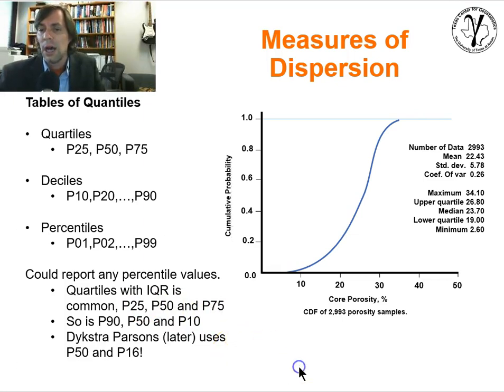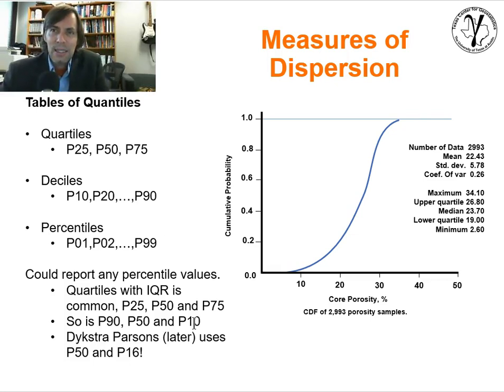A lot of times you'll see P90, P50, P10. That's not exactly a quantile, but in industry, the P10 and the P90 are widely accepted to be the end members of the low and the high case, and the P50 is often used as the central case. Of course, it's not equal to the mean if the distribution is not symmetric, but it's frequently used. What's interesting is that for Dykstra-Parsons calculations of flow heterogeneity based on the permeability distribution, they actually use the P50 and the P16, which is kind of interesting, and there's an explanation for that. We'll talk about that when we get into heterogeneity, but we can pick whatever we want to work with.